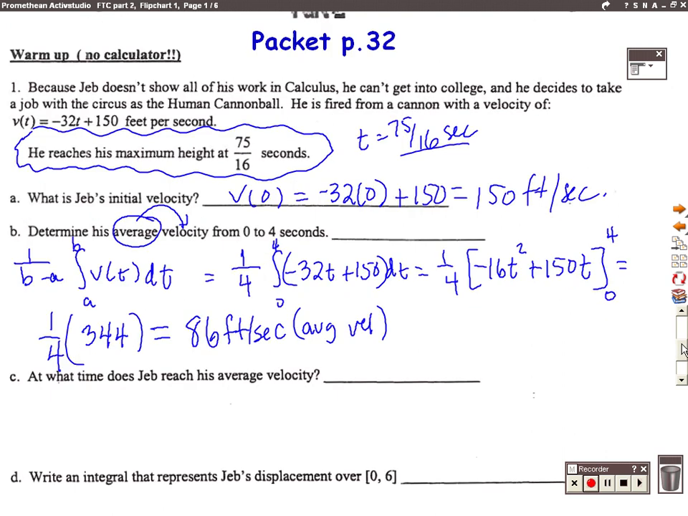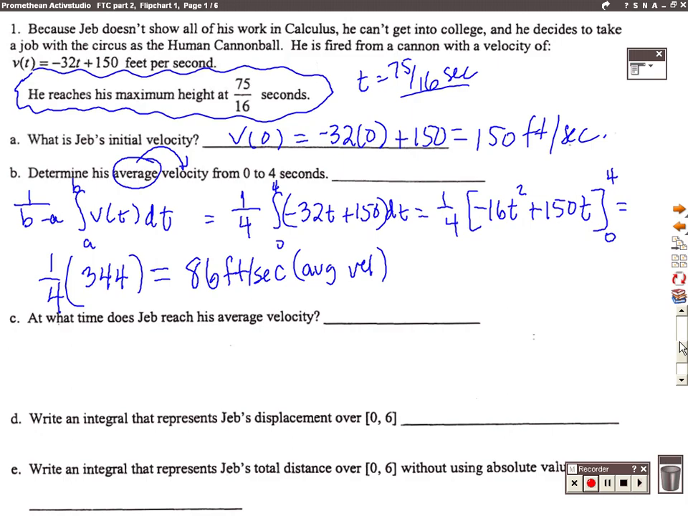Question C. At what time? All right, so this is mean value theorem without saying mean value theorem. At what time does he reach his average velocity? In other words, when is his average rate of change equal to his instant rate of change? So I'm going to take his average rate of change, which we just found to be 86, and set it equal to his instant rate of change, which is negative 32t plus 150.